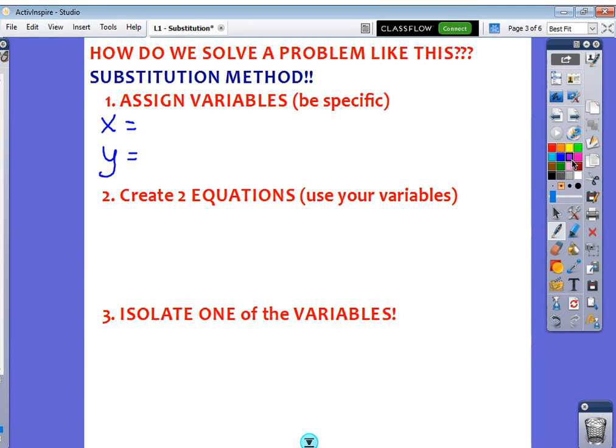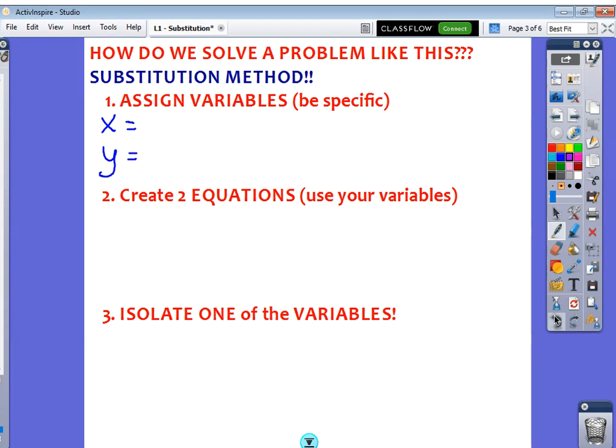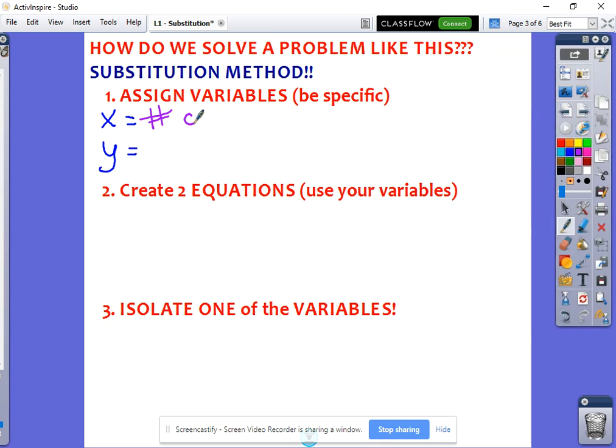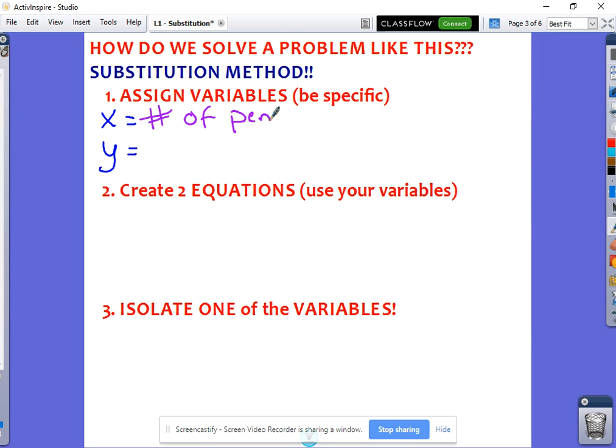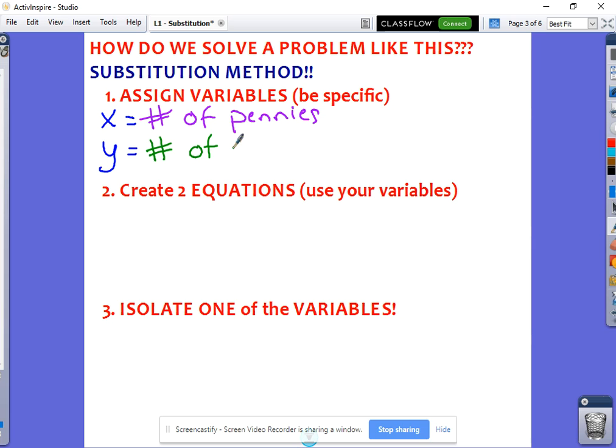All right, so hopefully you saw all we had were pennies, right? But really what our variable is going to represent is not just the word pennies, but the number of pennies. And then the other type of coin we had was quarters. In this case, all we had was quarters and pennies. So the number of pennies is my x, and the number of quarters is my y. It's important that we do that first. We must identify our variables and be specific as we do so.